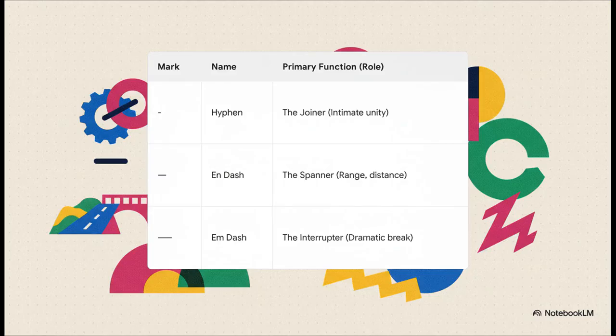Okay, time for a proper introduction. First, we have the little guy, the hyphen. He's the joiner. His entire job is to create a super tight bond between words. Then there's the middle one, the N dash. He's the spanner, perfect for connecting things across a distance. And finally, the longest one, the M dash. This is the interrupter, used for a big dramatic break. Just remember those roles, joiner, spanner, interrupter. That's the core of it all.